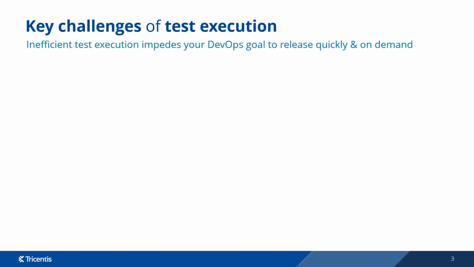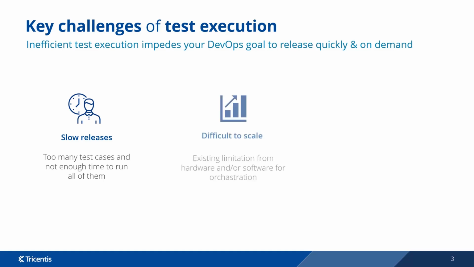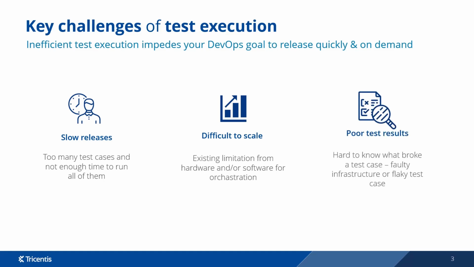So, test execution has a couple of key challenges. One of them is slow releases, meaning when you have a lot of test executions and you want to execute them, you don't have the time to do it. The second thing is that scalability is always limited. This depends sometimes or often on the hardware or software. And because of the limitations that we have, the orchestration is then limited. And lastly, the results are really poor, maybe because of faulty infrastructure or because of faulty test cases.